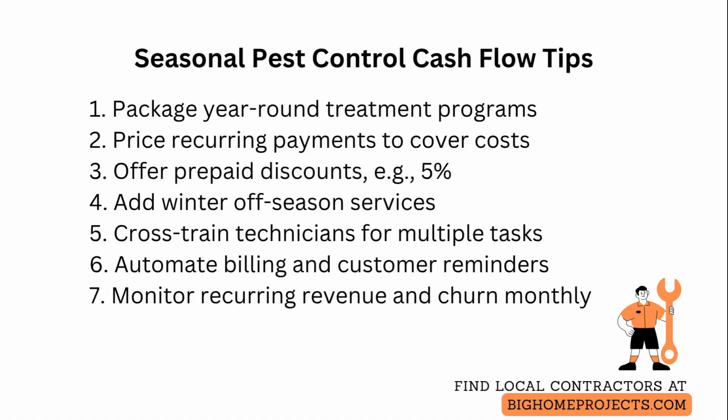Use targeted communication schedules to remind customers of year-round risks and seasonal special offers, and automate billing and reminders so retention rises without adding administrative burden. Monitor key metrics monthly such as recurring revenue percentage, average revenue per account, technician utilization, and churn, then adjust program pricing and service mix before cash flow tightens.